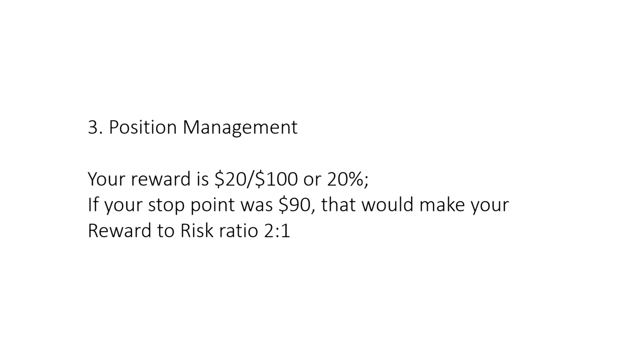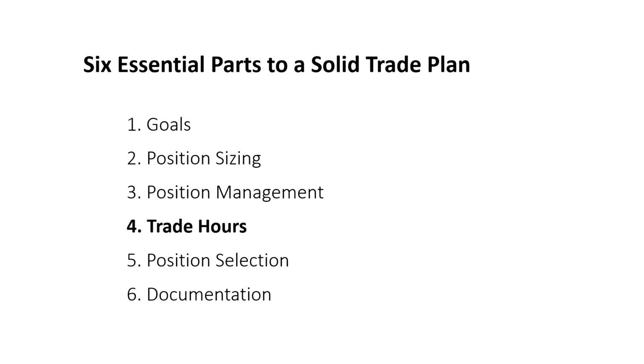If your stop point was $90, that would make your reward-to-risk ratio 2-to-1, because you're only risking $10 for a potential $20. That's assuming you have one share. If it's 100 shares, you just multiply everything by 100. So that's it for position management.